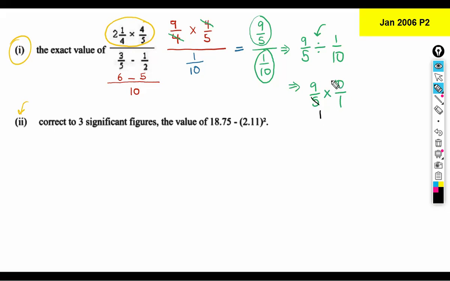5 into 5 is 1. 5 into 10 is 2. 9 multiplied by 2 is 18. So 18 is the first answer.